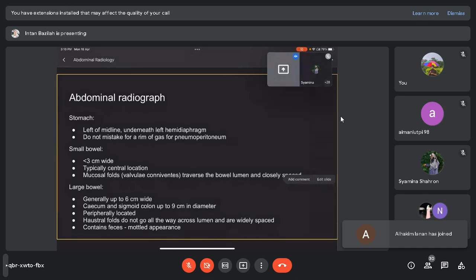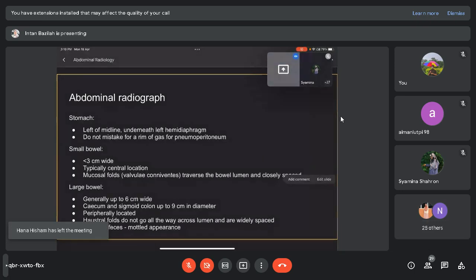lumen. Okay? And for large bowel, it can be up to 6 cm, but cecum and sigmoid can be up to 9 cm in diameter, and the location will be peripheral. And as I said, you need to differentiate between haustra and valvulae conniventes. And sometimes, or most of the time, you can see a mottled appearance, which is actually feces. Okay, there's no feces in small bowel, but there is feces in large bowel.